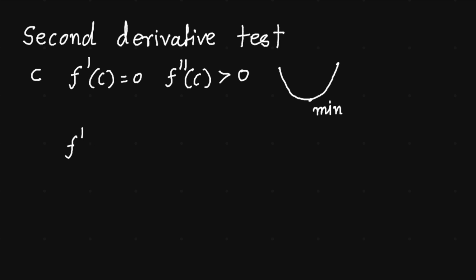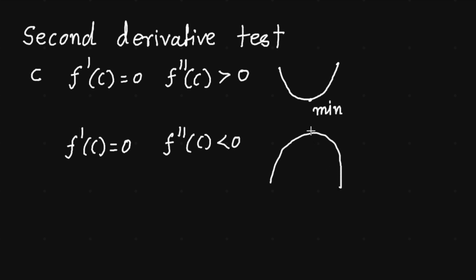If f prime of c is equal to 0 and the second derivative of f at point c is less than 0, then the function will be concave down. And if a function is concave down, it will have a local maximum at point c, meaning at that critical point. Okay. Now let us take one example.